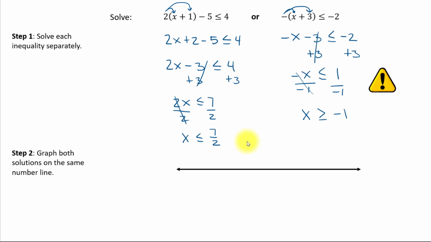I solved both inequalities separately, and now I'm ready to graph the solutions on the same number line. The first one is x is less than or equal to 7 over 2. So at 7 over 2, I'm going to place the closed circle, and I will highlight to the left of 7 over 2. I'm highlighting all the way to the end of the line that I have here. The second solution is x is greater than or equal to -1. I have to put a closed circle at -1. And because it's greater than or equal to -1, I will be highlighting to the right. Again, all the way to the end of the line that I have drawn here.